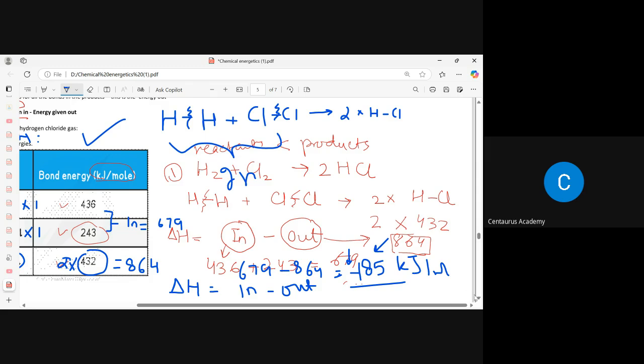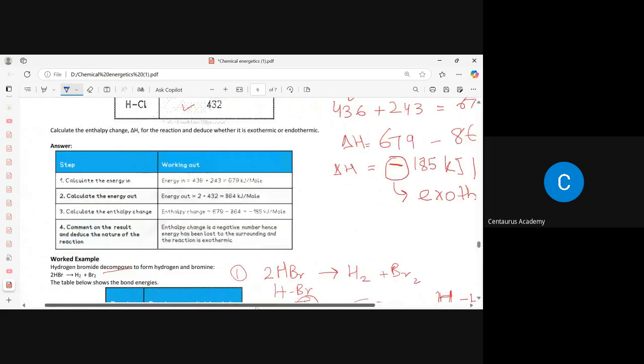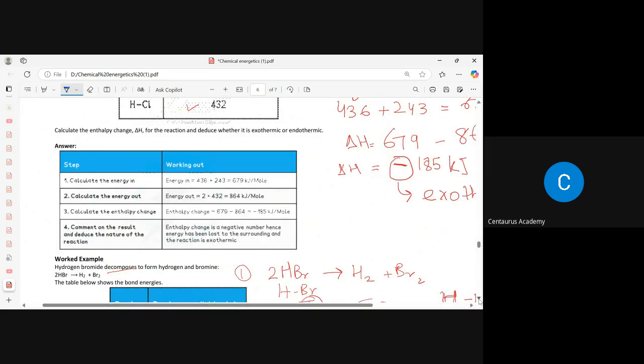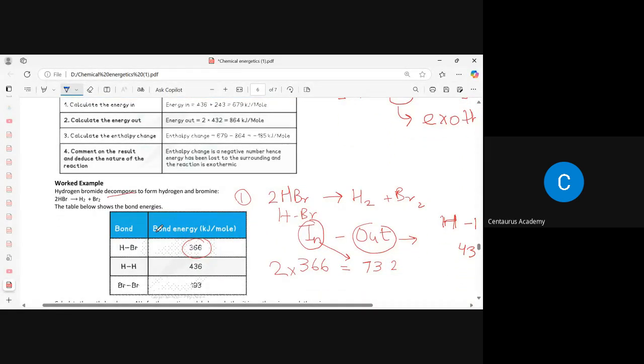Is this point clear so far? Yes. Okay, let's move on. All right. If you look into this question here, it says hydrogen bromide decomposes to form hydrogen and bromine. This means that thermal decomposition has taken place, or it is thermally decomposed. This means your delta H value will be positive. It has to be positive.